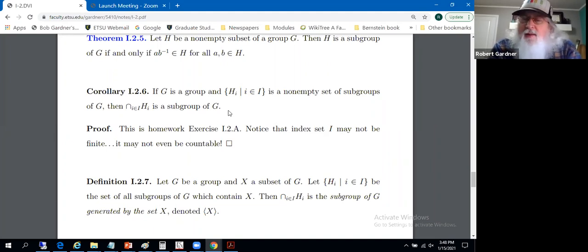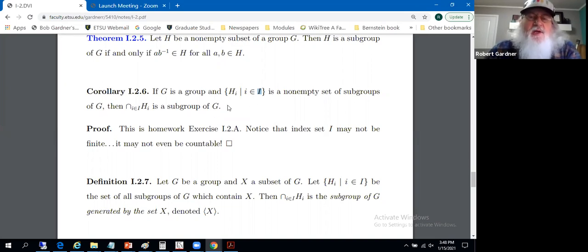Now, a little comment about this. How many H sub i's are there? Well, there's one for every index in the indexing set, so it becomes an issue of what's the cardinality of the indexing set. So we're not just taking an intersection of necessarily a finite collection of subgroups of group G. The indexing set I could be infinite. It might even be uncountably infinite. So no constraints on the cardinality of I.